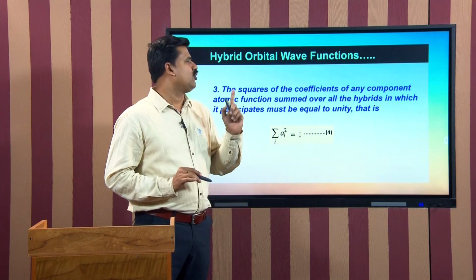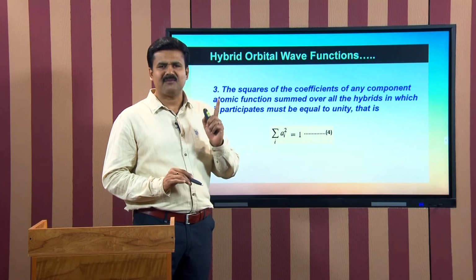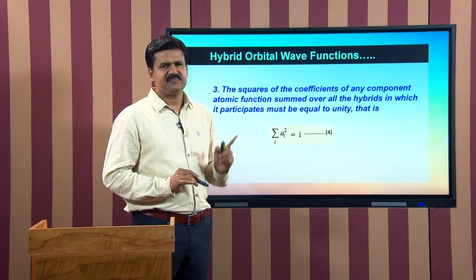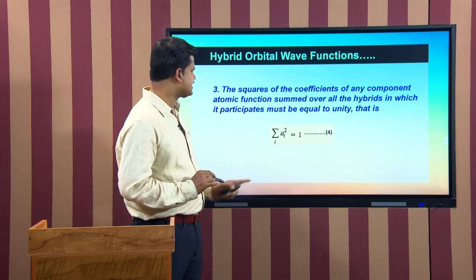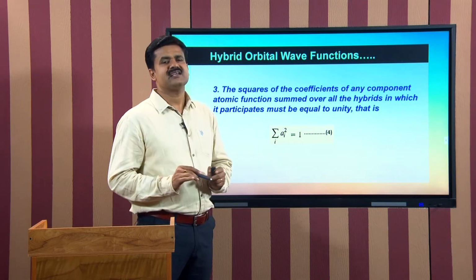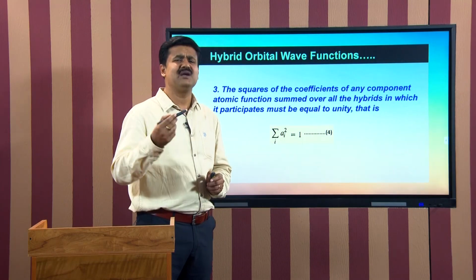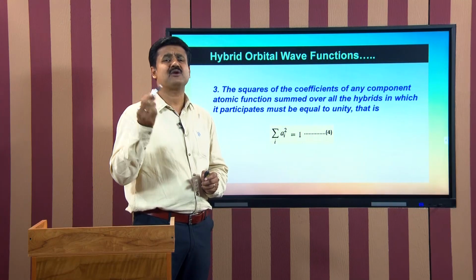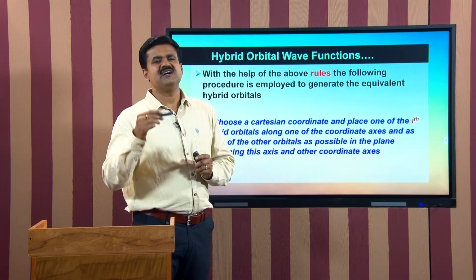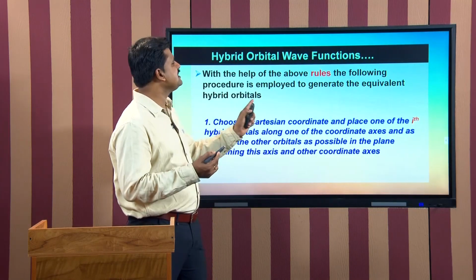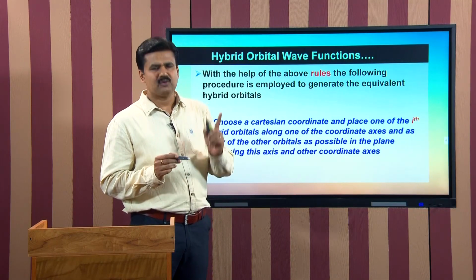The squares of the coefficients of any component atomic function summed over all the hybrids in which it participates must be equal to unity. That is, sigma Ai square is equal to 1. So, by using these sets of rules, it is possible to evaluate the coefficient of atomic orbitals in hybrid orbital wave functions. With the help of the above rules, the following procedure is employed to generate the equivalent hybrid orbitals.